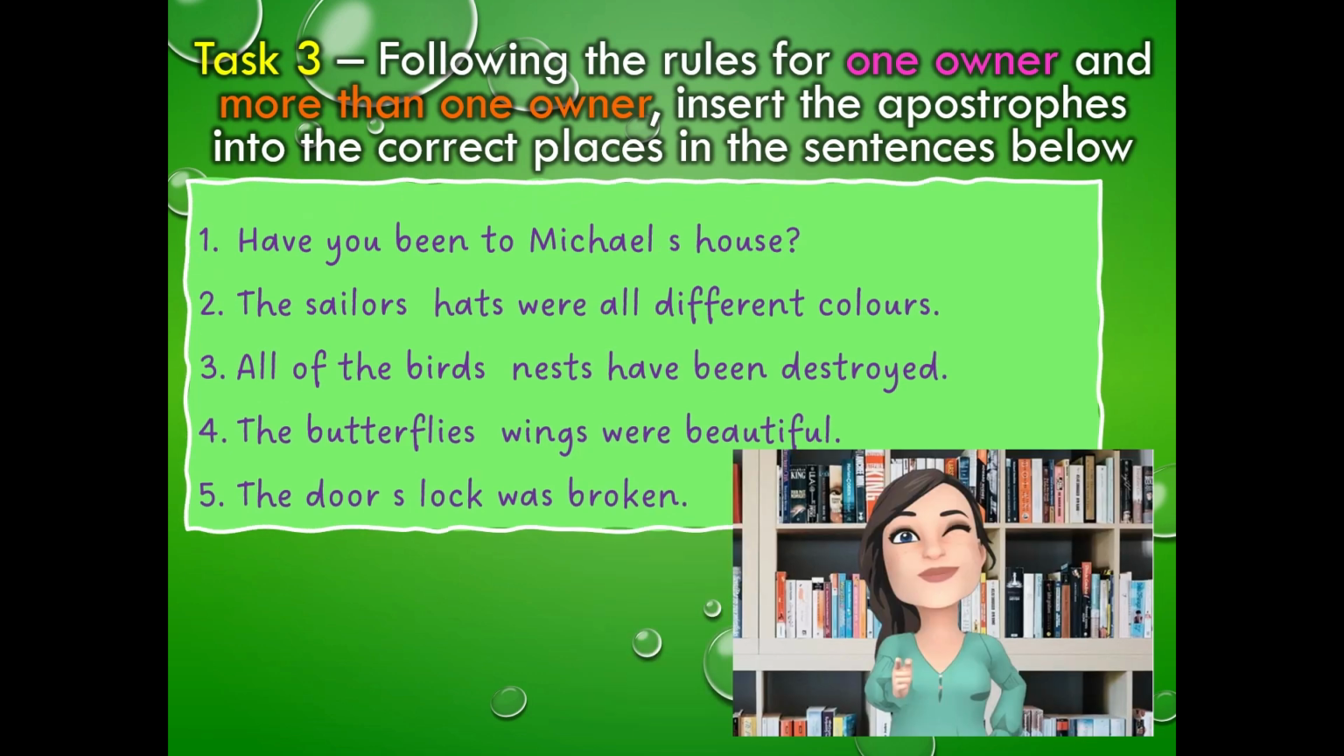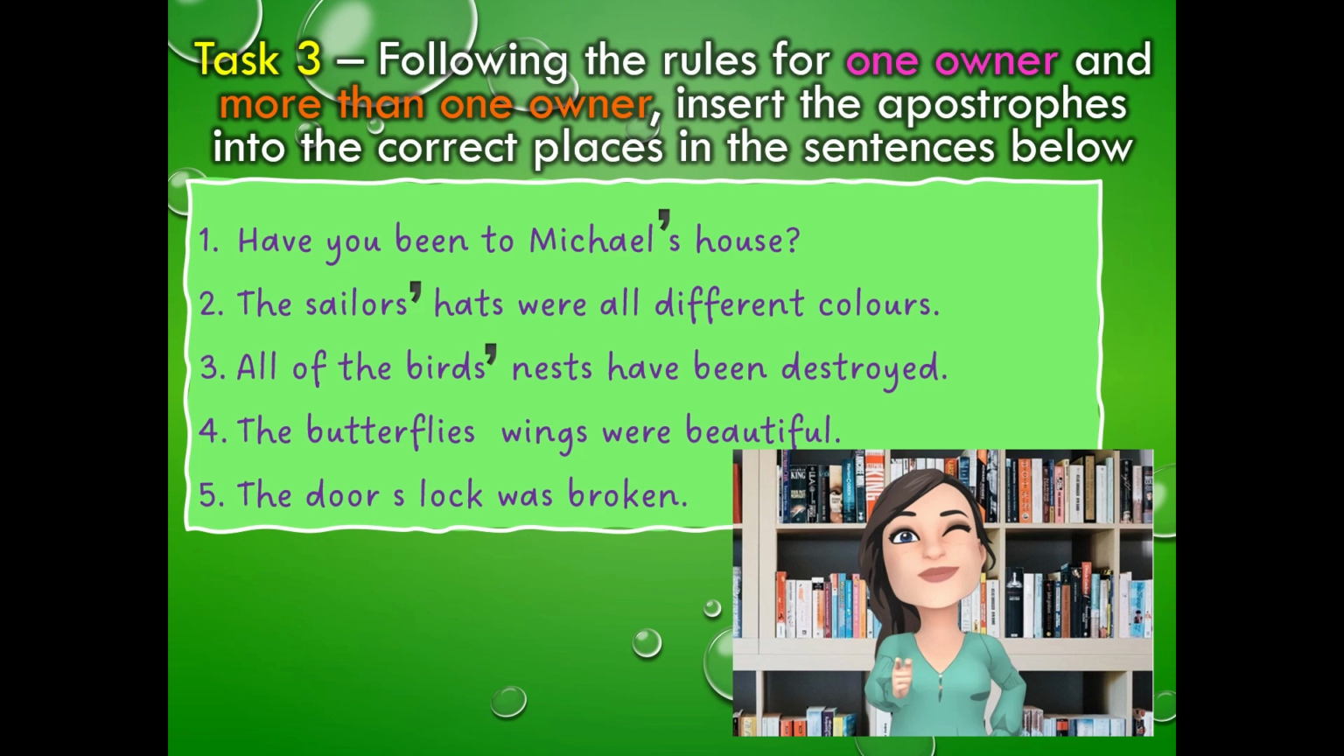Okay, let's look at the answers. Number 1, have you been to Michael's house? Because there's only one Michael, the apostrophe goes before the S. Number 2, the sailors' hats. There must be more than one sailor because there's more than one hat, so we would put our apostrophe after the S on sailors.